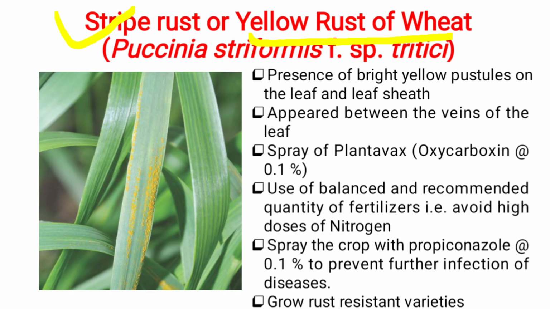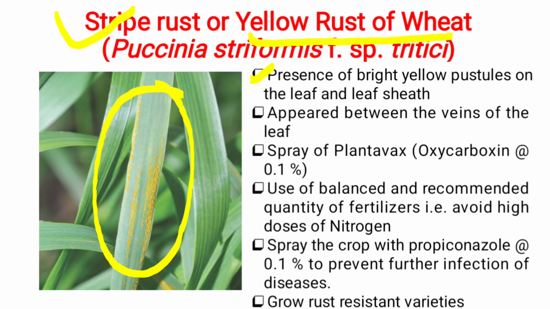Okay, so it is known as stripe rust and the yellow rust of wheat because here the symptoms will appear on the leaf surface as well as on the stem surface, but they will appear in the form of stripes. As you can see here, they appear in the form of long stripes, and these pustules are yellowish in color. That's why the disease is known as yellow rust of wheat, and it is also known as the stripe rust of wheat.